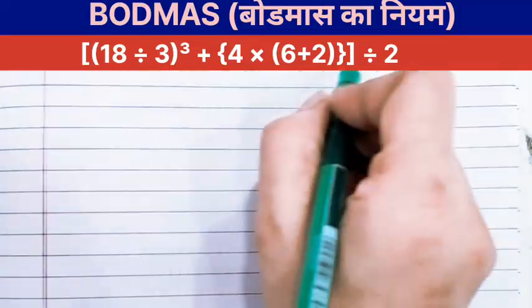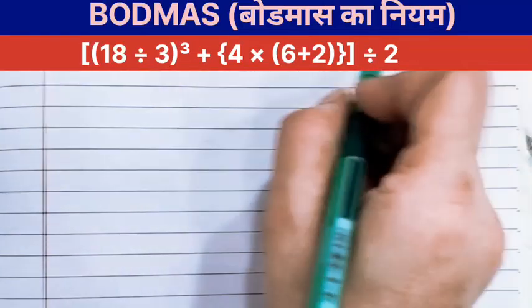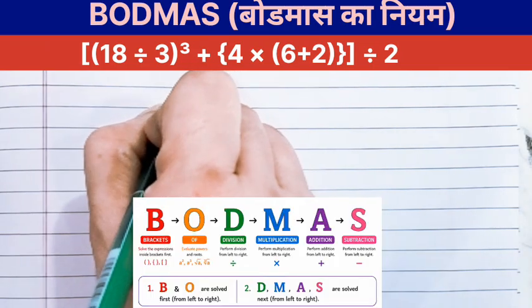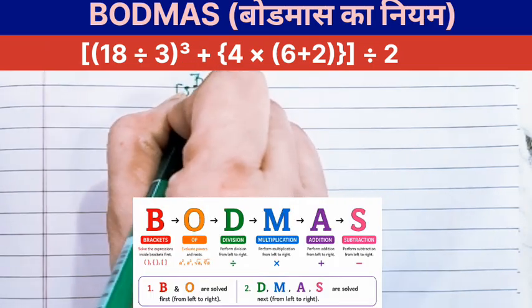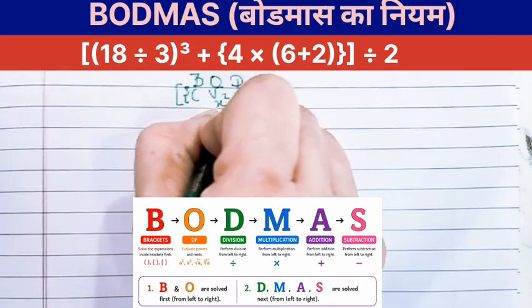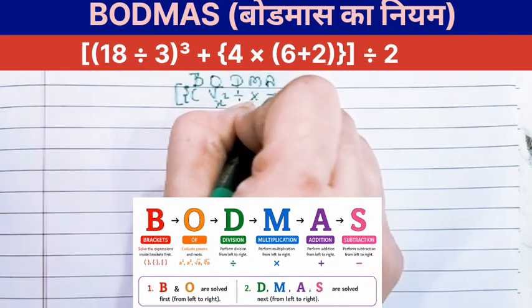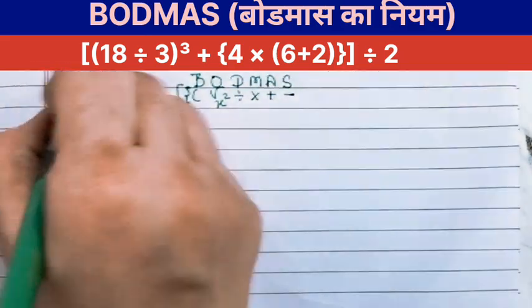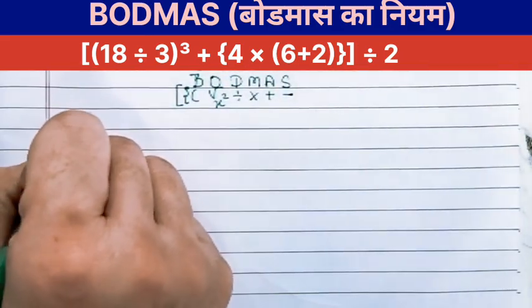Hello friends, now the step-by-step solution for the mathematical expression by using the BODMAS rule. The BODMAS rule says first we solve brackets: small bracket, curly bracket, then square bracket. O stands for of, we convert into multiplication, we solve roots and exponents. D stands for division, M stands for multiplication, A stands for addition, S stands for subtraction. Now according to the BODMAS sequence, we'll break down this expression by the step-by-step solution.